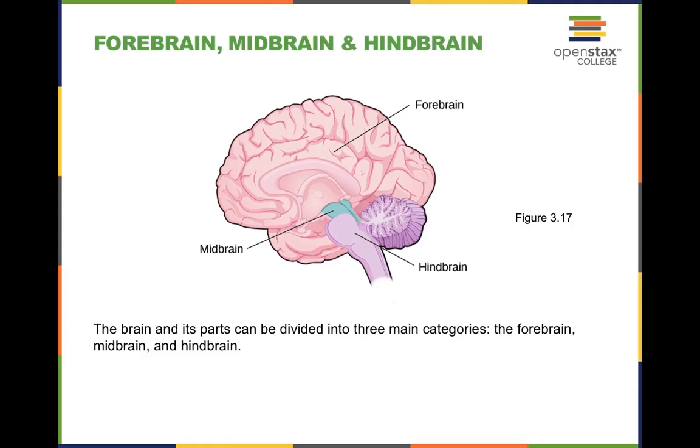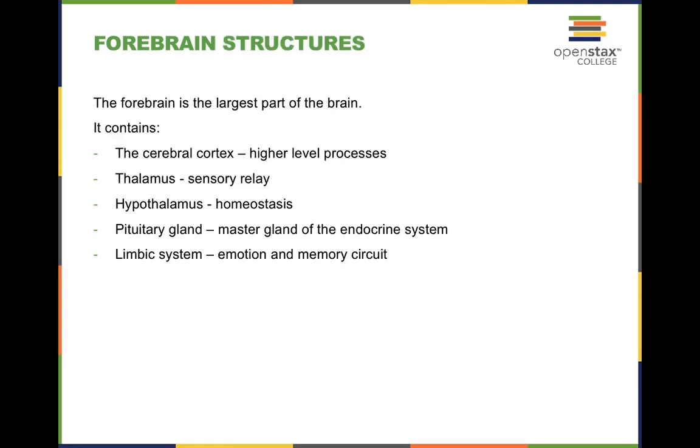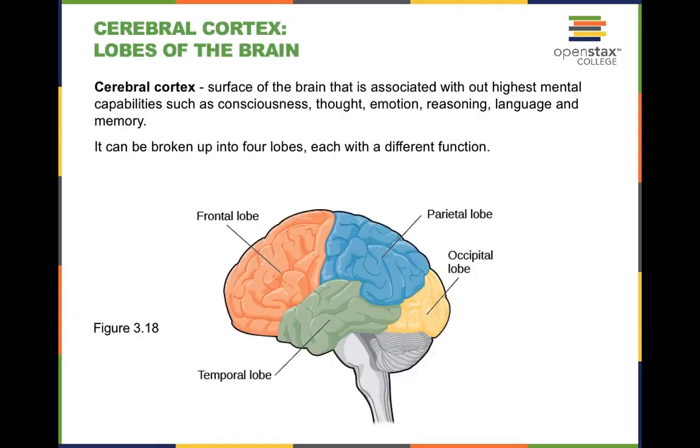Now, there are three categories of the brain overall: the midbrain, the forebrain, and the hindbrain. And we're going to dive into each one and specifically look at the lobes of the brain, the four lobes of them. Some other structures that we'll go over today include the cerebral cortex, the thalamus, the hypothalamus, the pituitary gland, as well as the limbic system.